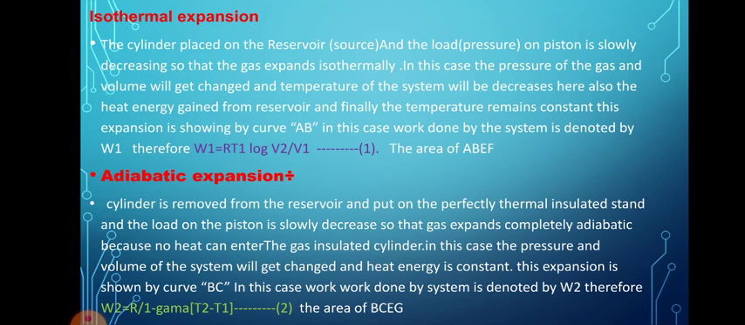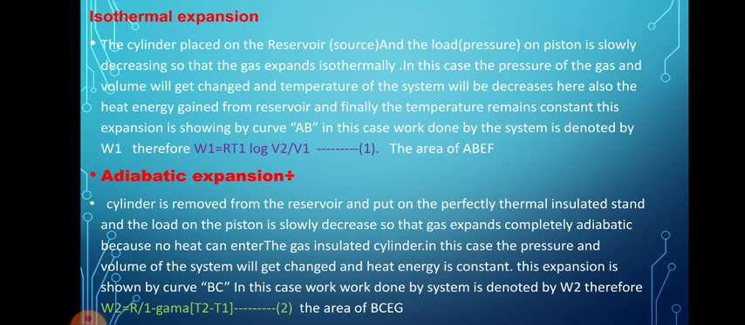In this case, the work done by the system is denoted by W2. Therefore W2 is equal to R by 1 minus gamma into T2 minus T1. This is equation number 2, the area of BCEG. The third one is the isothermal compression. The cylinder is removed from the thermal insulator stand and put on the sink.